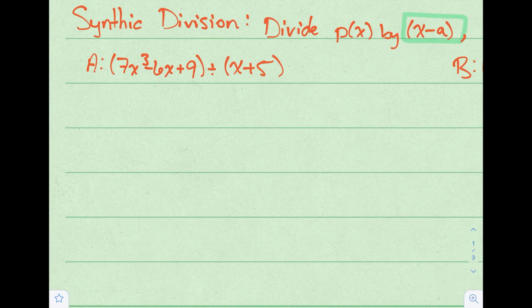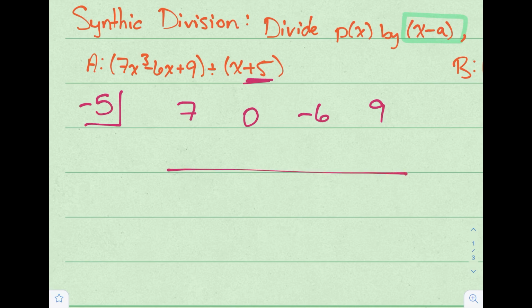First, we need to list all of the coefficients of the polynomial that we are dividing. 7 for my x cubed. Be careful, I have no x squared term, so I'll put in a 0. Negative 6 for my x, and then 9 for my single term. In a box off to the left, I will put the opposite of this number. I'll put in -5.